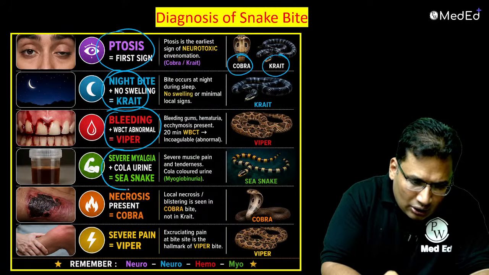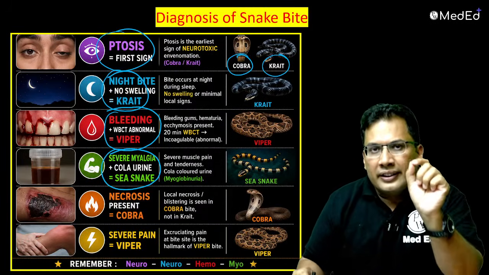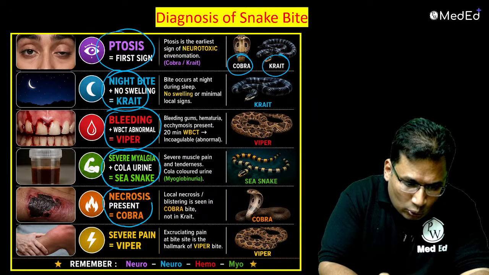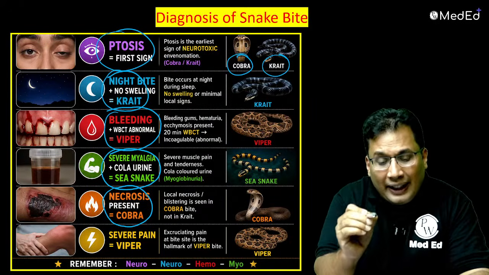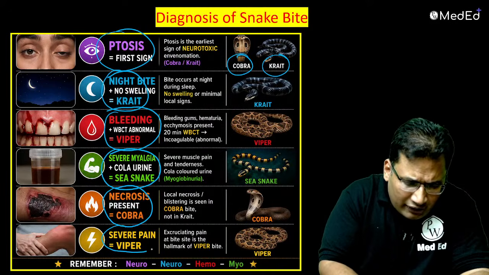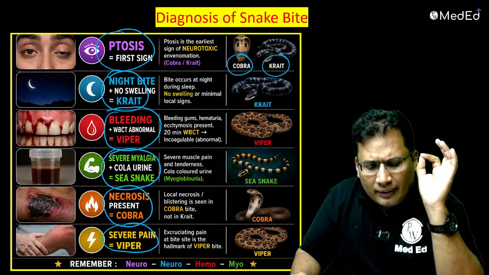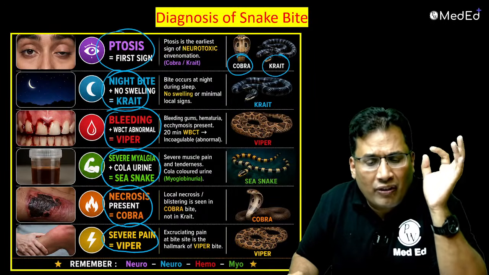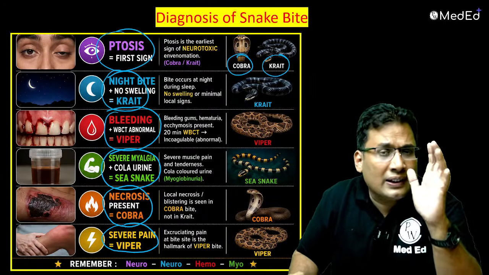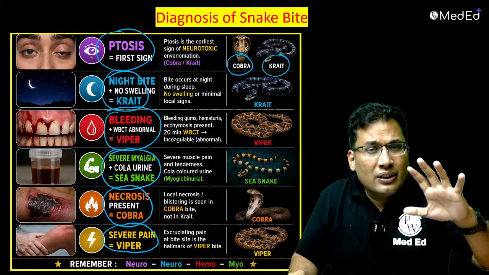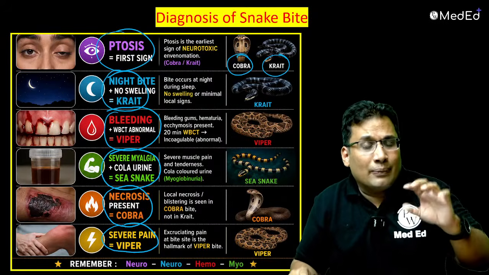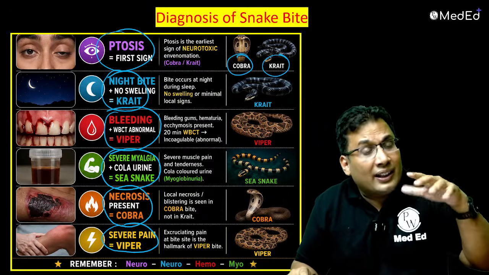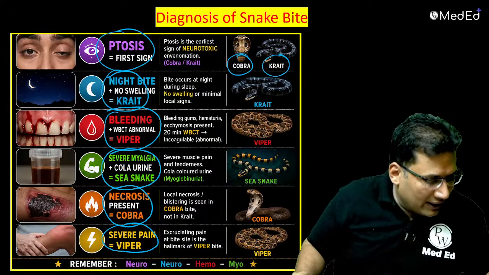Severe myalgia, cola colored urine, sea snake. Necrosis present, cobra. Severe pain at the site, that means very severe pain, excruciating pain is a hallmark of viper bite. So this is how you can diagnose different venomous species by looking at the patient, and you can treat accordingly. I hope it is clear.